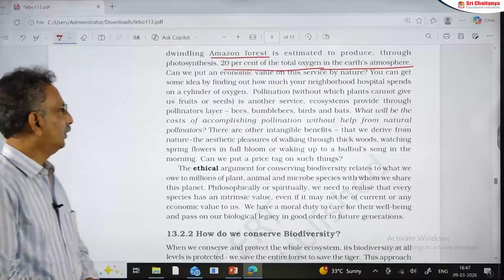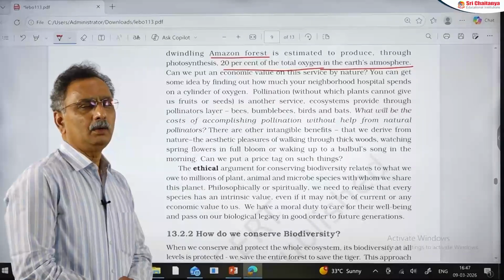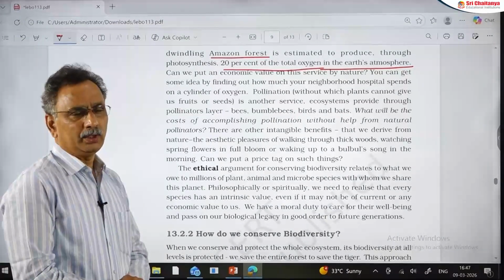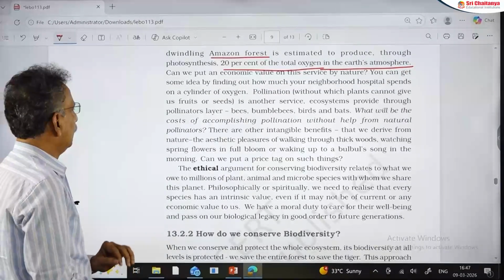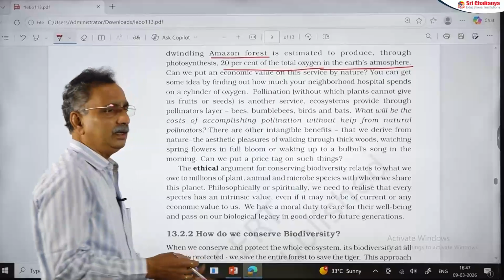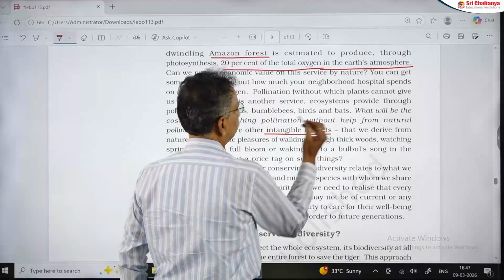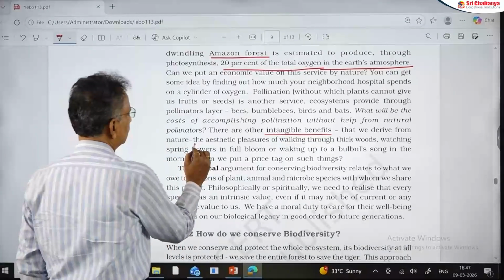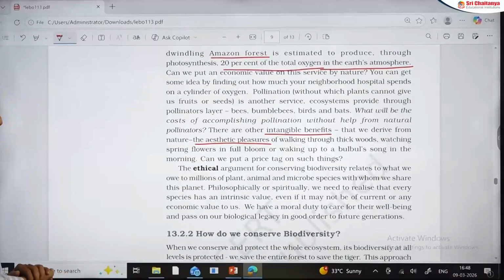So where we cannot directly give a price tag, that is the point. Pollination, how much yield we are getting, there is no price tag. Retaining of water, we cannot give a price tag. Like that, n number of examples we can give here. And at least economic benefits are tangible, but there are intangible benefits. What are the intangible benefits? Nature, the aesthetic pleasure, there is no price tag for this one, right?